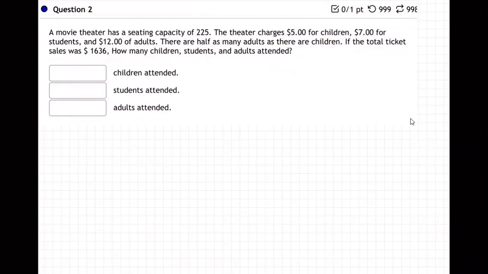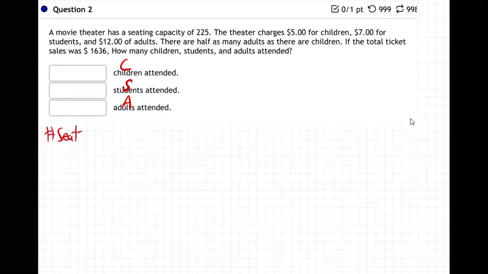Okay. So we're going to have three again, right? It's going to be children, students, adults. We're going to have three letters. So that means we're going to have three equations. You always have to have as many equations as you have letters if you want to get a unique solution in the end. So let's set it up. All right. So what's the first one?